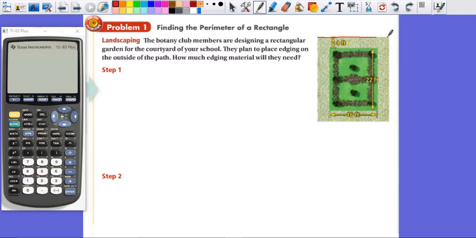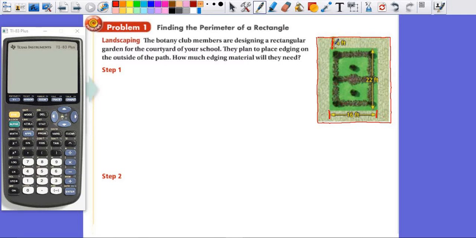Now, they want it around the outside of the path, not on the inside of the path. They want it on the outside of the path. So we need to figure out what each dimension is for this. We need to figure out the width and the height of it, or the base and the height, however you want to say that. So let's go ahead and figure out the base. It tells us from this point to this point that it's 16 feet. Problem is, we have extras over here and here that we need to figure out as well.